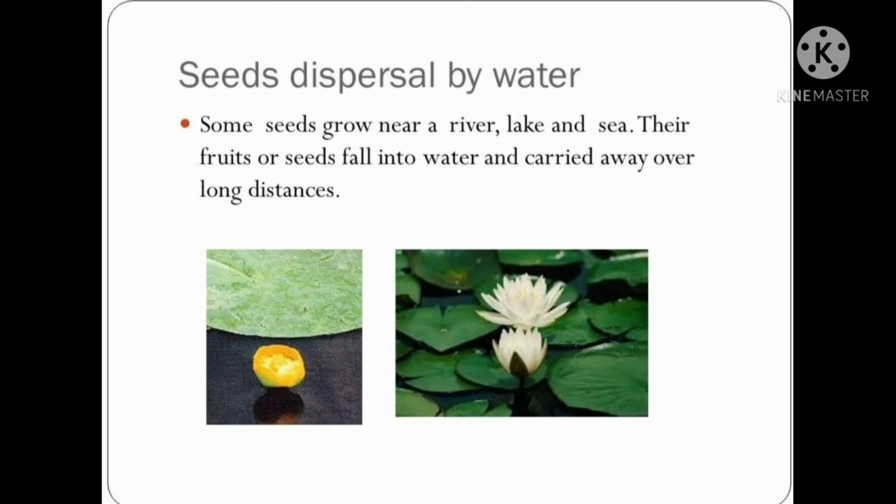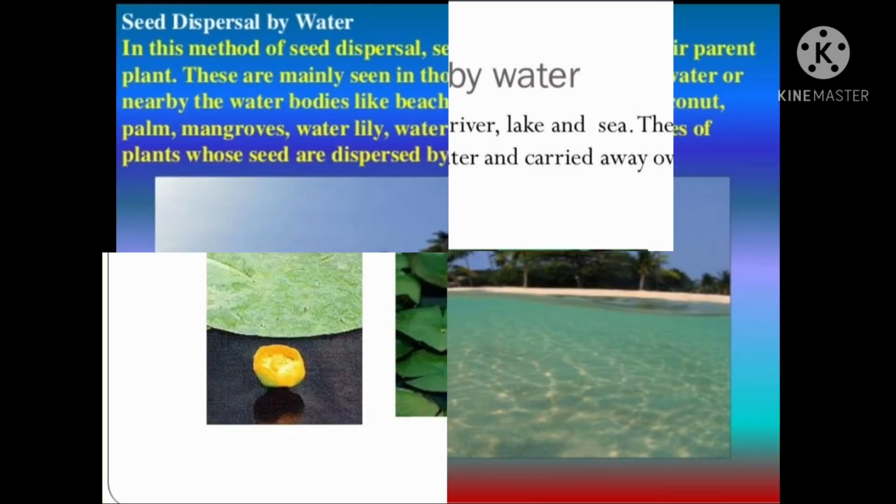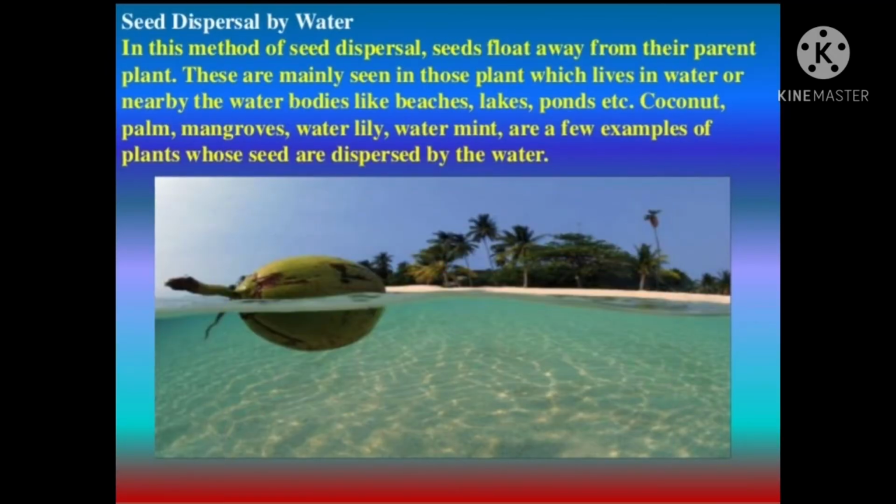Seed dispersal by water. Some seeds grow near a river, lake, and sea. Their fruits or seeds fall into river water or a nearby water source and are carried away over long distances. So these are specifically applicable for the plants which grow near water bodies or grow underwater. Now let us move on a bit deeper.